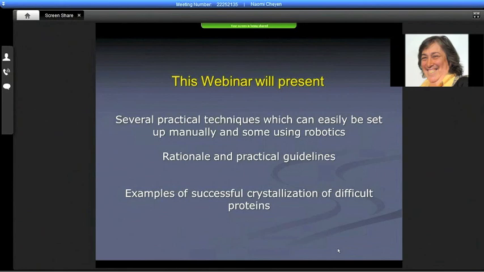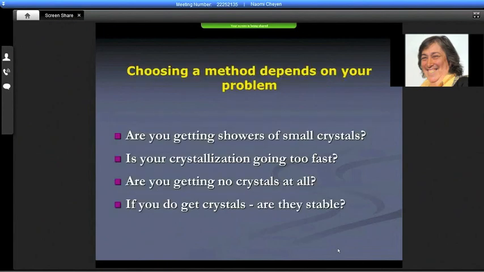So what I'd like to show here is several practical techniques, again, that can be set up manually, and some using robotics, rational and practical guidelines on how to use when, and again, examples of successful crystallization of difficult proteins. So choosing a method depends on your problem. Are you getting showers of small crystals? Is your crystallization going too fast? Are you getting no crystals at all? If you do get crystals, are they stable?